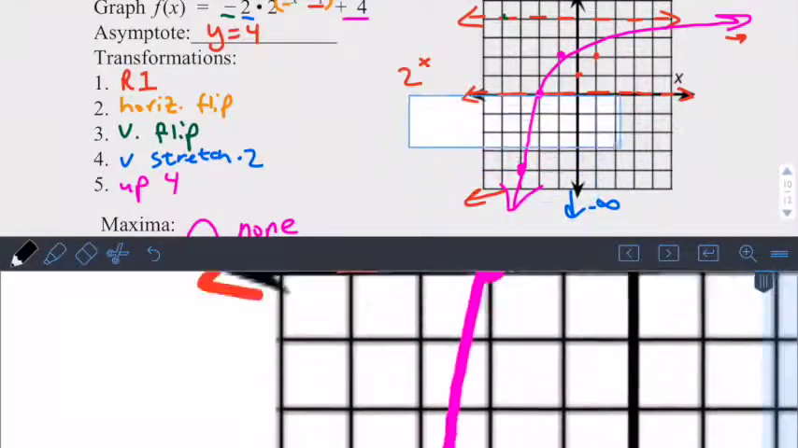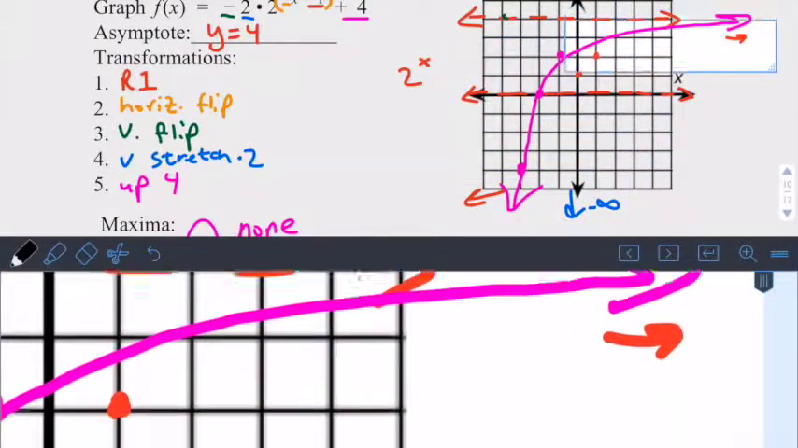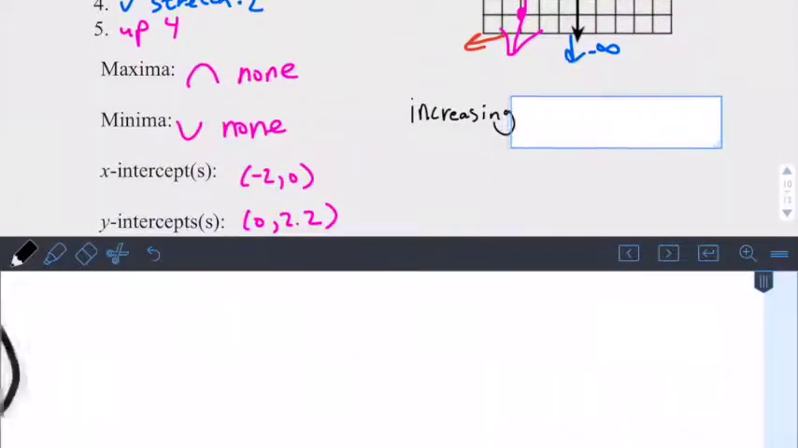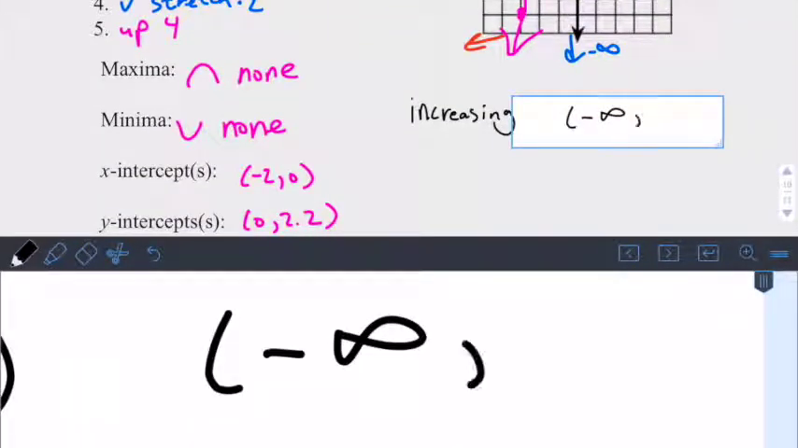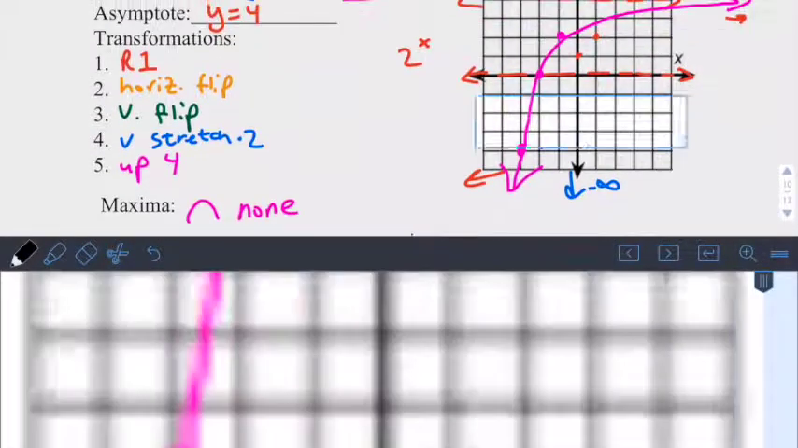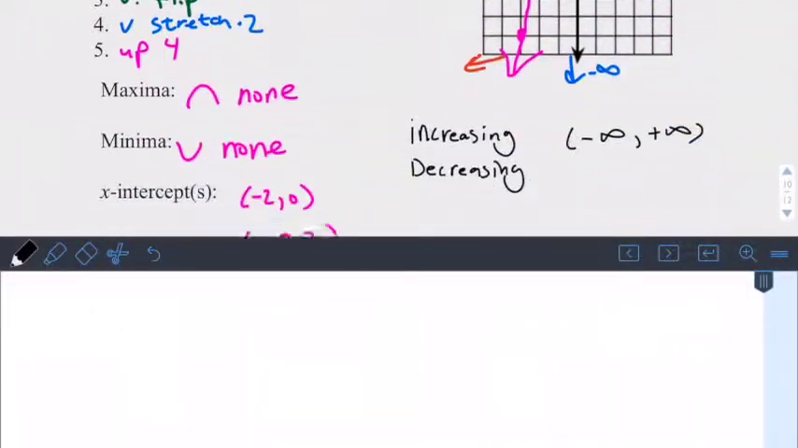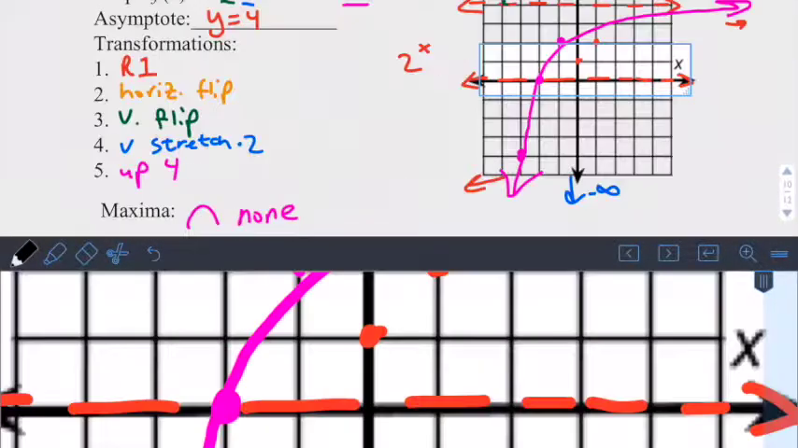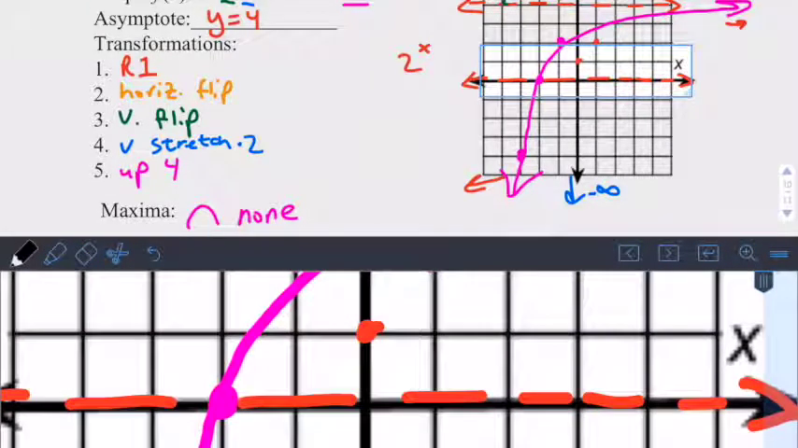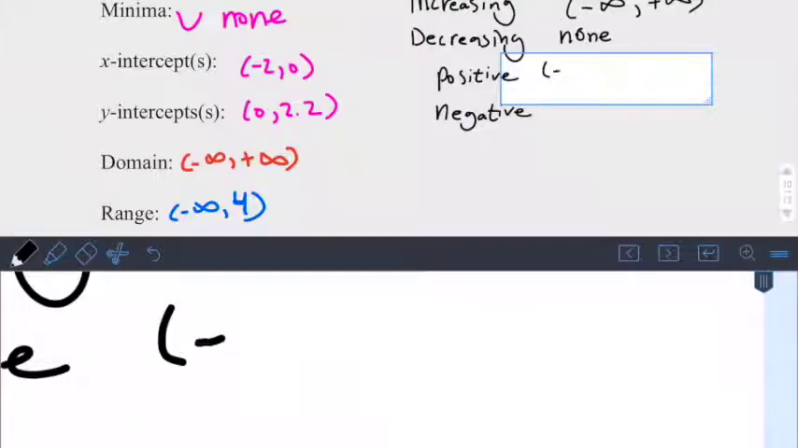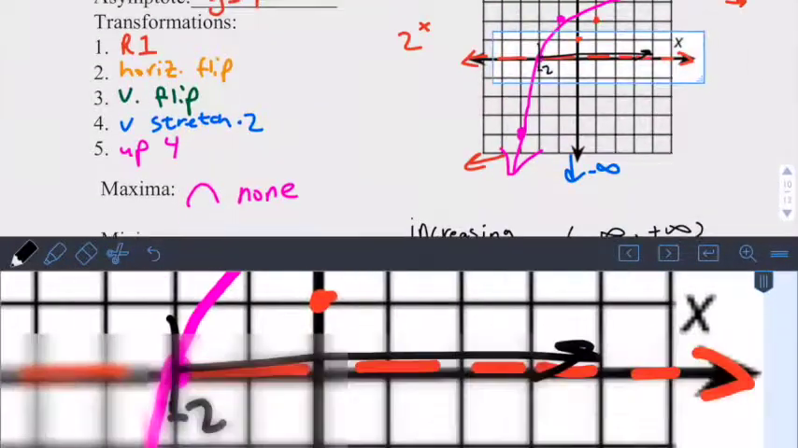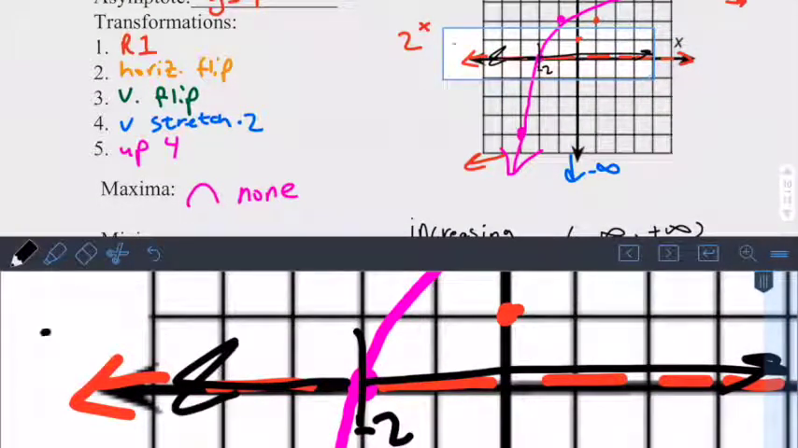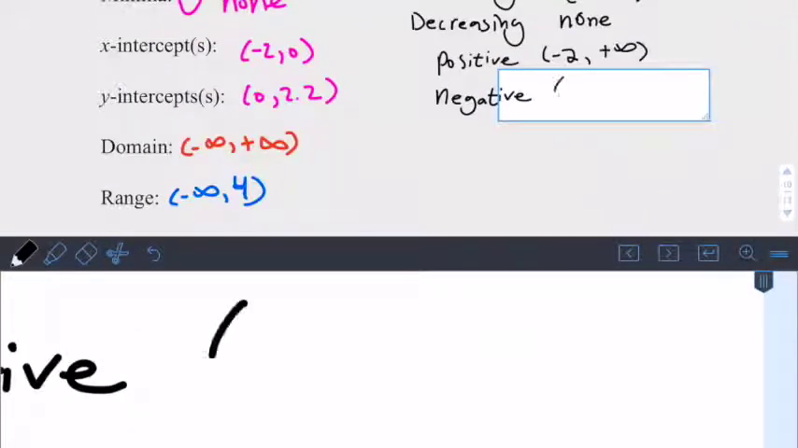Increasing, you see how it's increasing the entire time? It's always going up. So from negative infinity to positive infinity, it's increasing. And since it's always going up and never going down, there are none for intervals of decreasing. Positive, it's above the x-axis from negative 2 to positive infinity. And it's negative the other direction from negative infinity until negative 2.